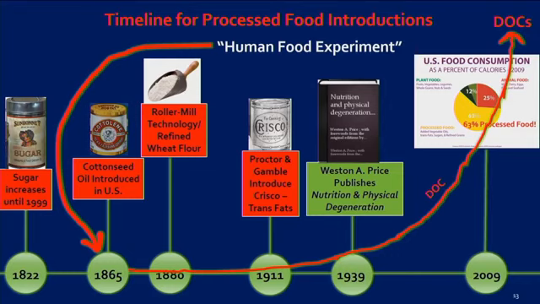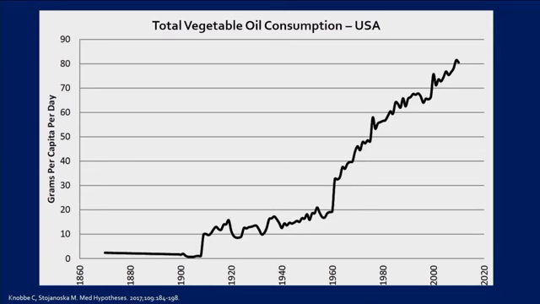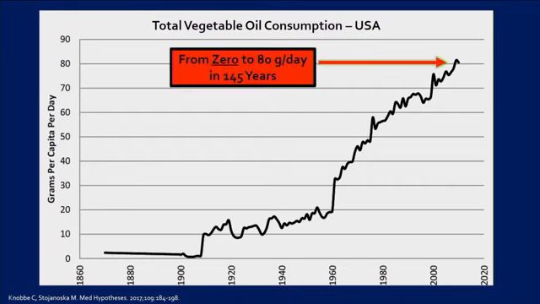It began right after the American Civil War when the first vegetable oil was introduced. So here's our data. Total vegetable oil consumption: you can see from the 1860s up until about 1909, we're around 2 grams a day. It steadily rises with the introduction of all the other vegetable oils, up to 80 grams a day by 2010. So we went from 0 to 80 grams of vegetable oil a day in 145 years.